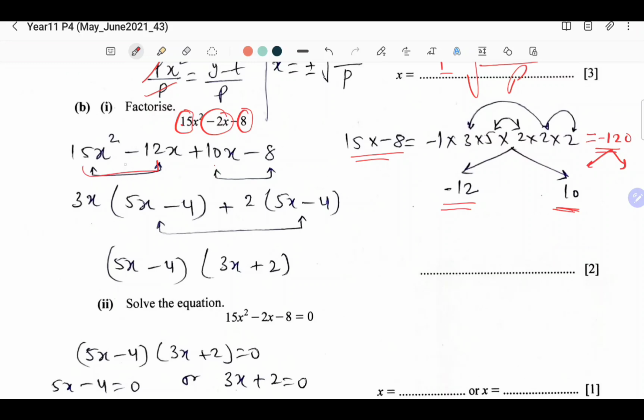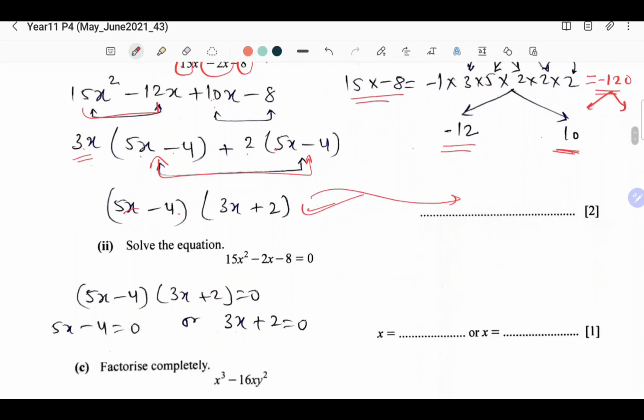Now we can take common. So 5x squared minus 12x: if you take 3x common, then here you will get 5x minus 4. And 10x minus 8, you can take 2 common, then again you will get 5x minus 4. Now again you can take these two brackets common, 5x minus 4. Then here you will get 3x plus 2, right? So this can be the factor. You can write it here.